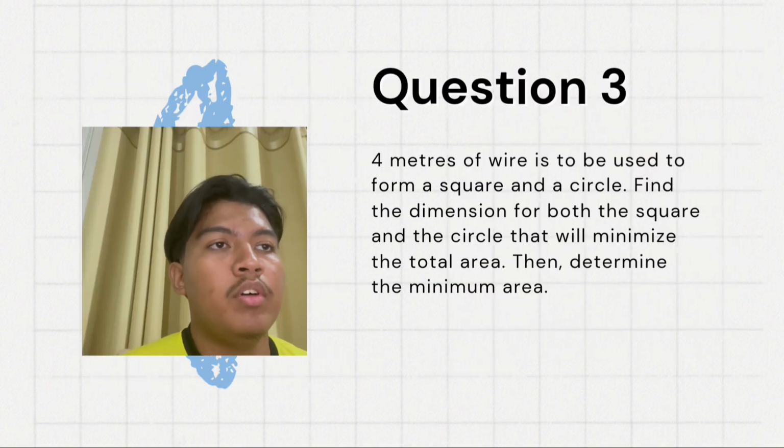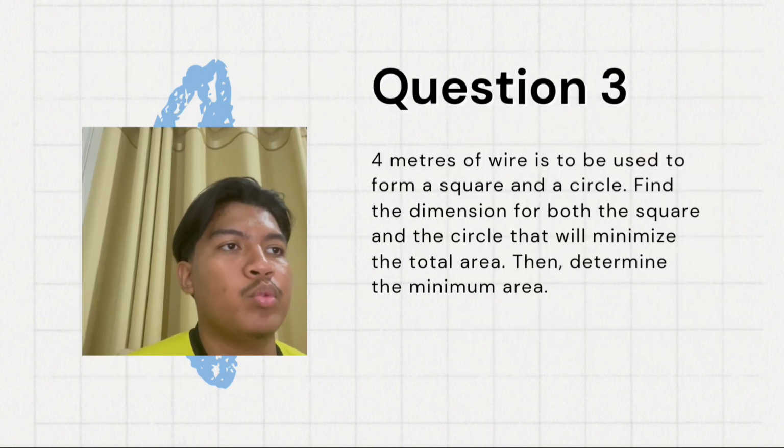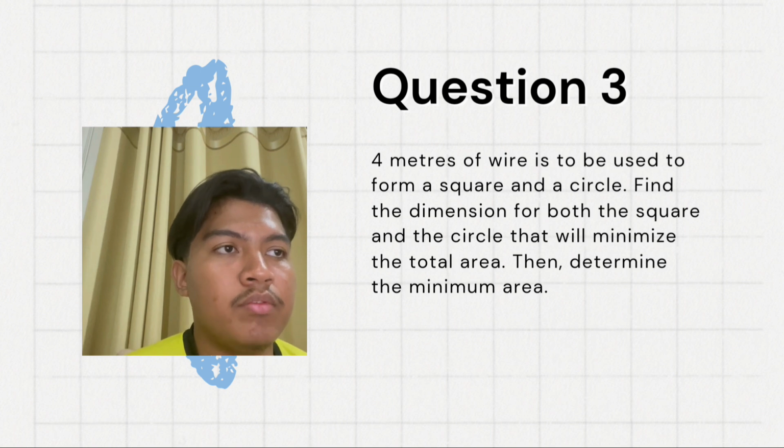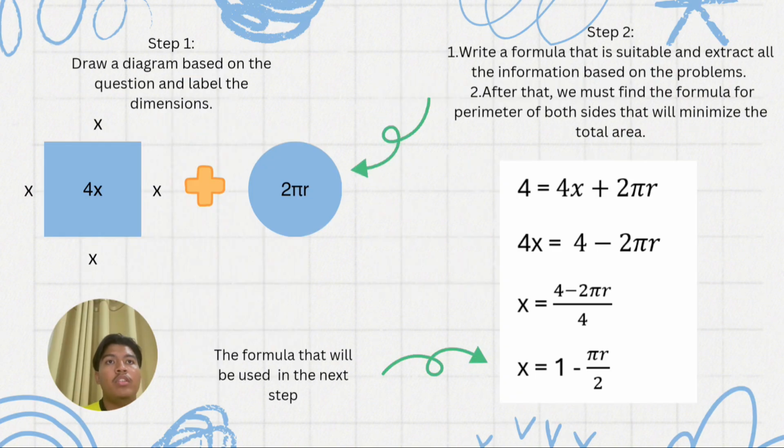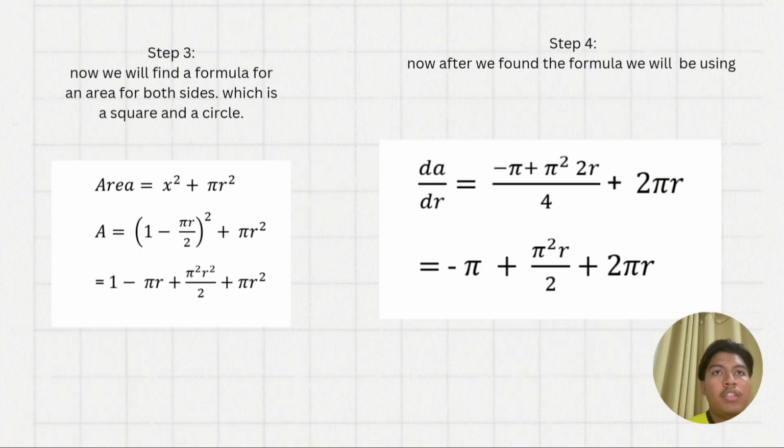Question 3 is, 4 meters of wire is to be used to form a square and a circle. Find the dimensions for both the square and the circle that will minimize the total area, then determine the minimum area. First, I will draw a diagram based on the question and label the dimensions. After that, I will write a suitable formula and extract all the information from the problem. After I get the equation, I will make x the variable. Then the equation of x is substituted into the area equation.